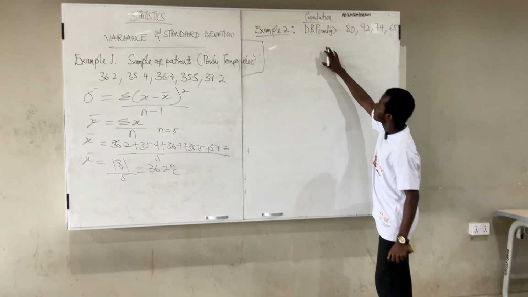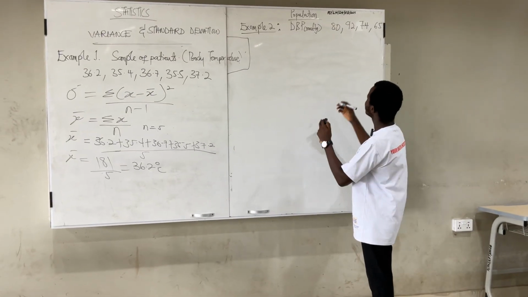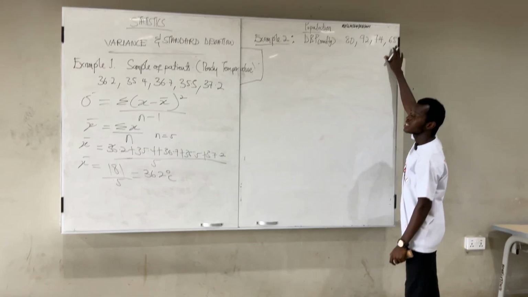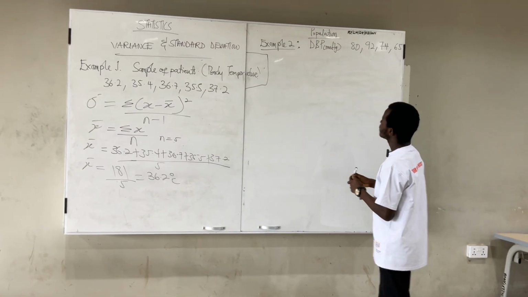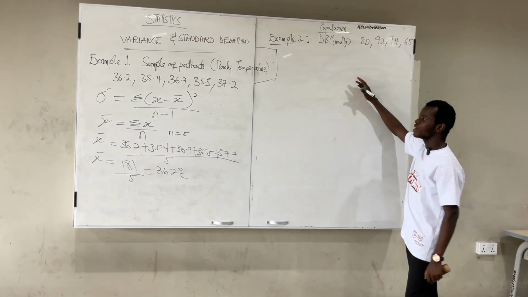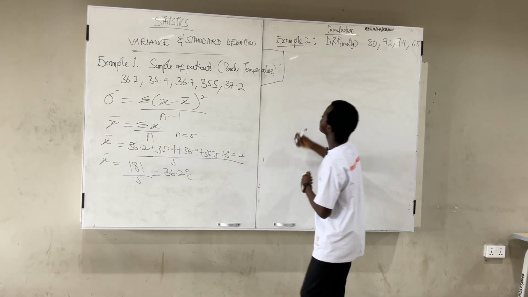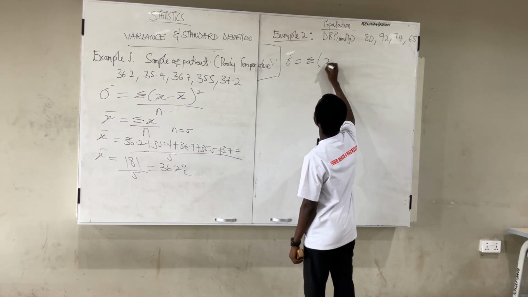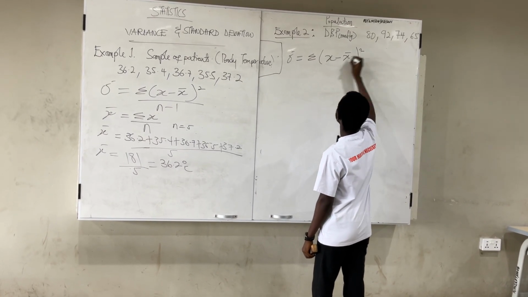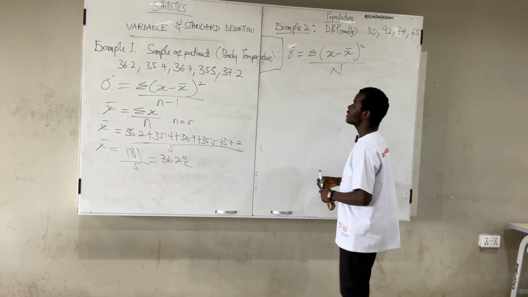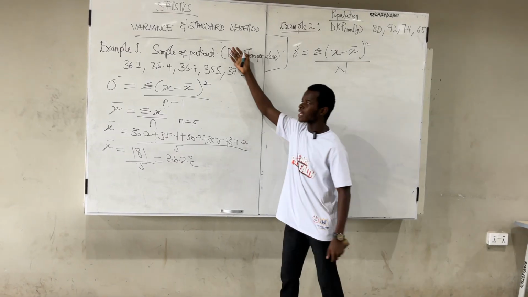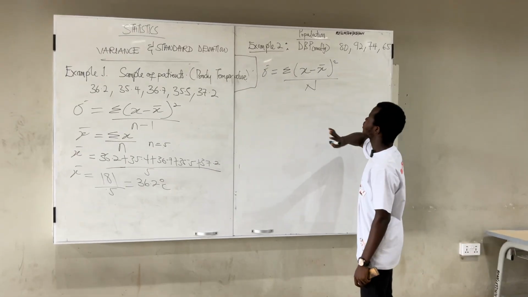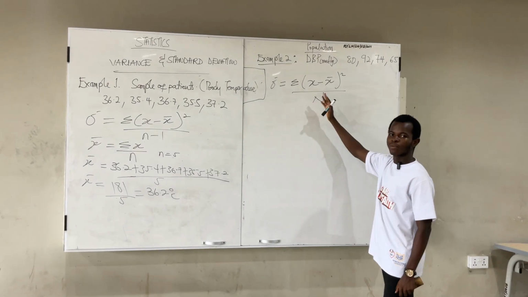We have the diastolic blood pressure for a population of patients to be 80, 95, 74, and 65. For this one too, you are supposed to put down the variance formula for population, for which you are going to get the summation of x minus x bar squared all over n. So the difference is that when you are doing it for sample data, you subtract 1 from the number of observations. But this one, you do not subtract anything from the number of observations.